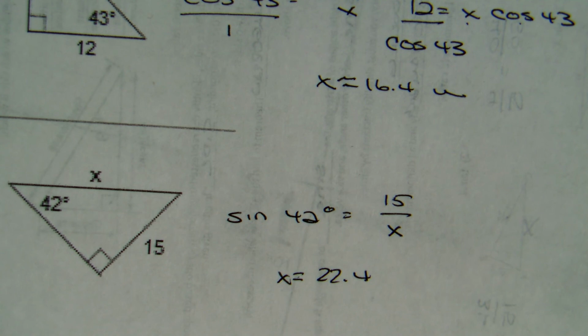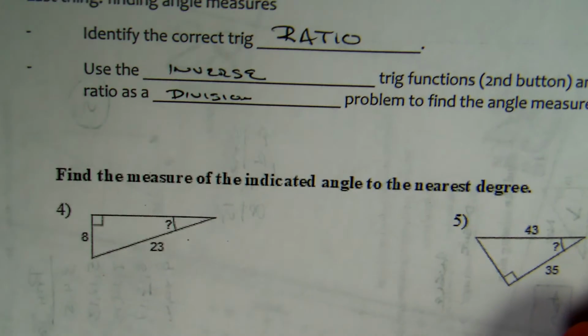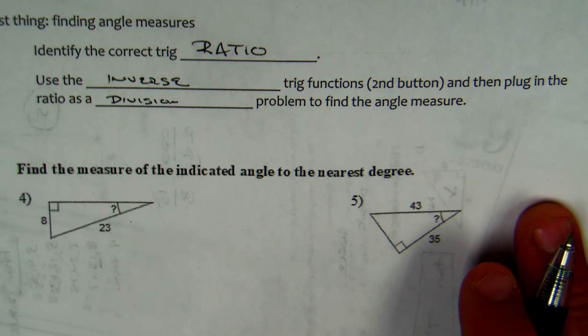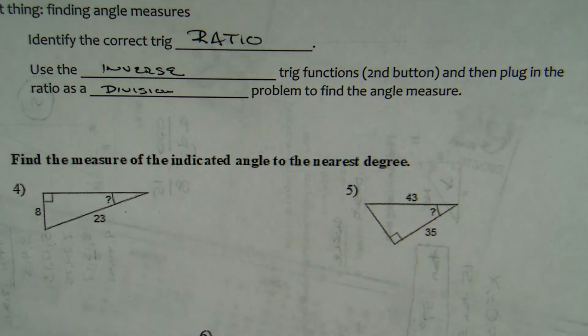The last thing for this section is finding angle measures. What a surprise. Identify the correct trig ratio. Use the inverse trig functions, which is all you do is hit second first, and then plug in the ratio as a division problem. And that's the easiest way to do it. Identify the correct trig ratio and then use the inverse trig function, second button, and then plug in the ratio as a division problem to find the angle measure.